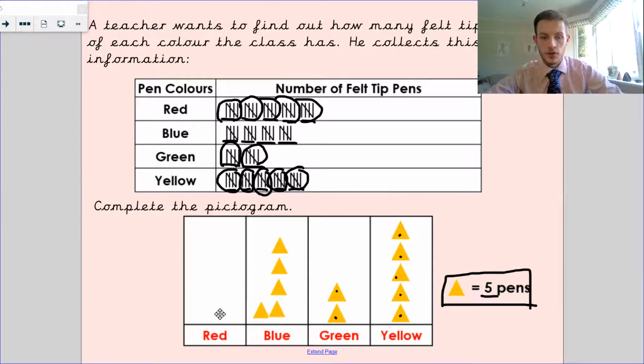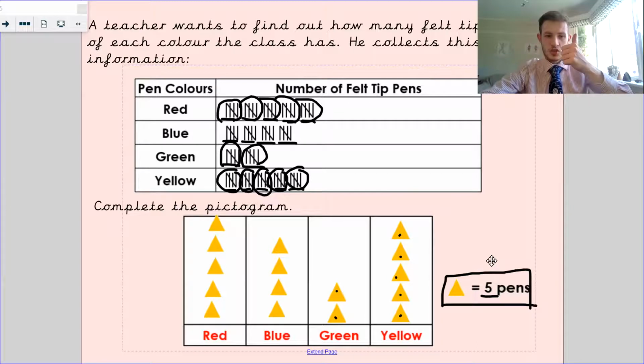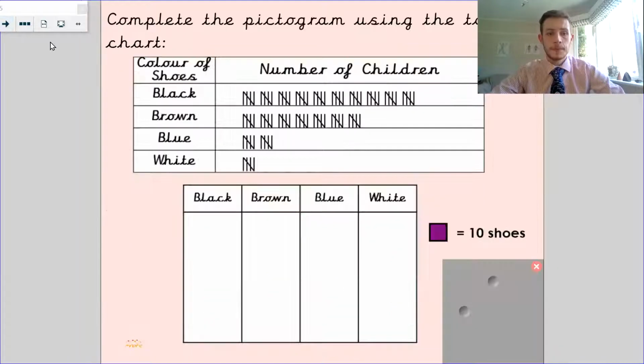Ooh, let me make sure that I put them in the right space in red. 1, 2, 3, 4, 5. Absolutely spot on. Great job, everyone. I'm really impressed. Well done. Right, let's go on to the next one.